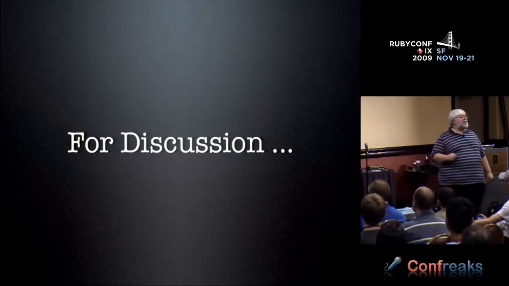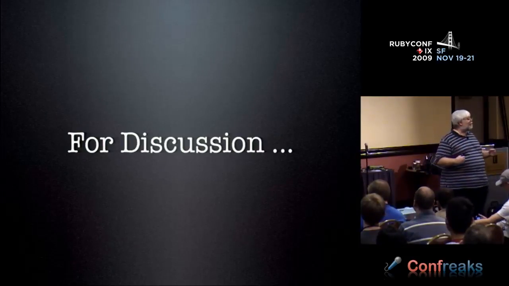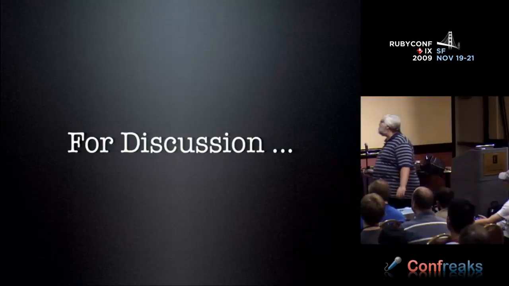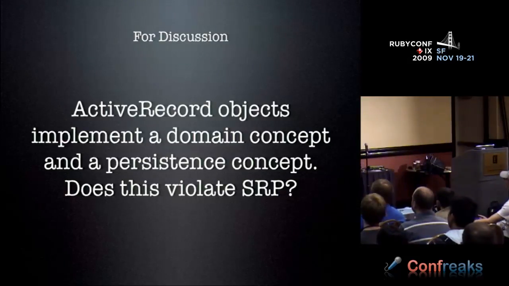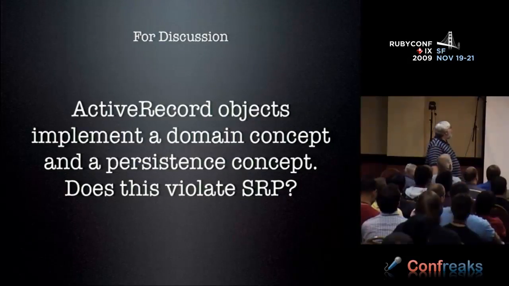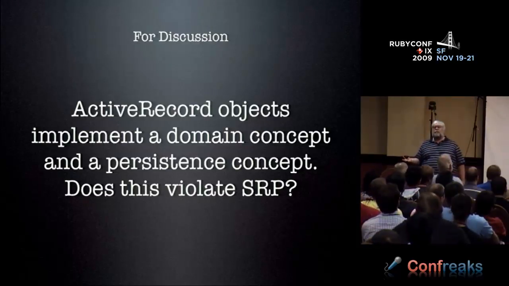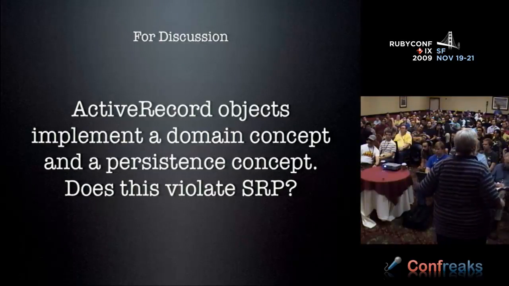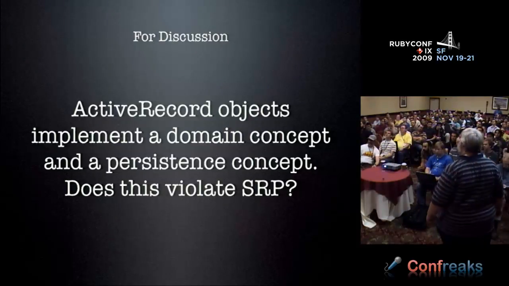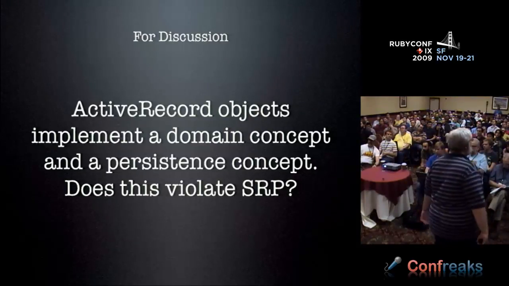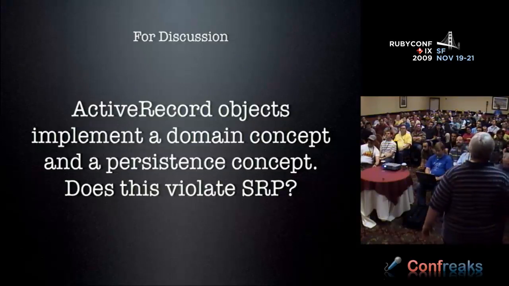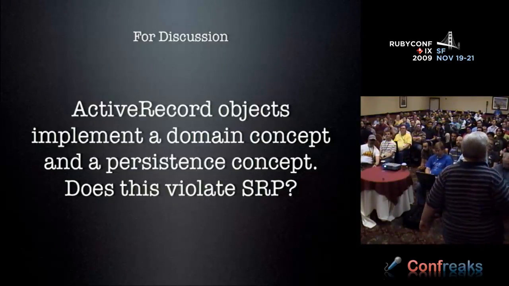Now, instead of questions from the audience, I'm going to ask you questions for discussion. Active Record implements a domain concept and a persistence concept in one object. Does this violate the single responsibility principle? Discuss. Yes, it does. Absolutely. Does it bother us? Yes, it does.